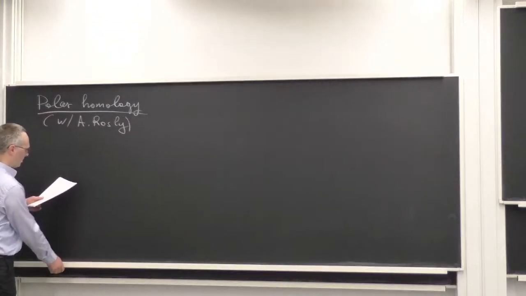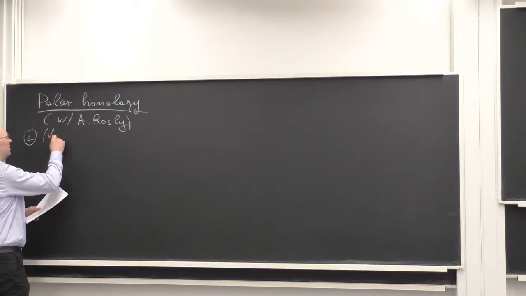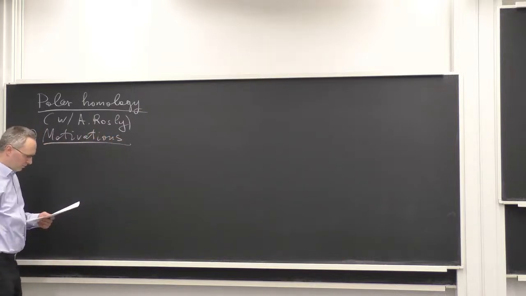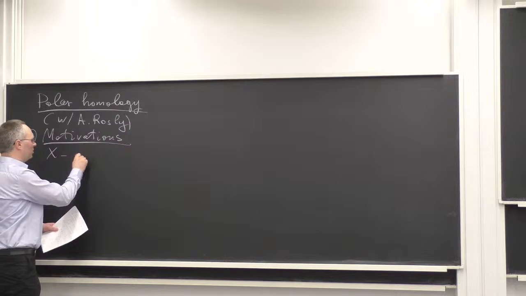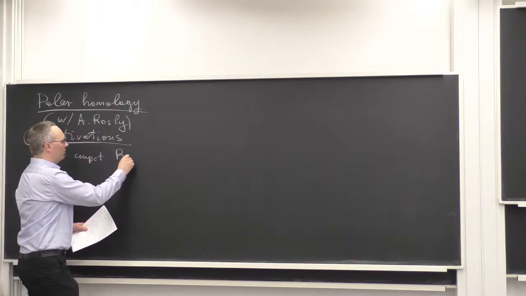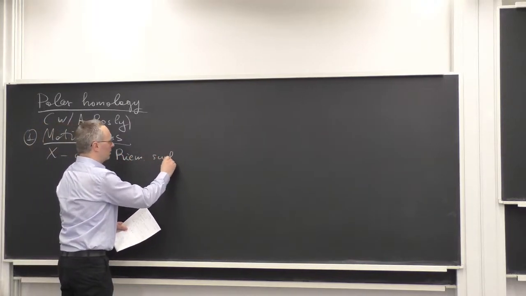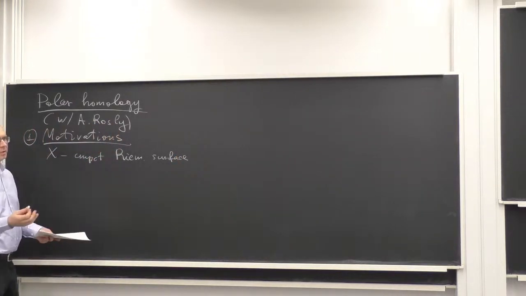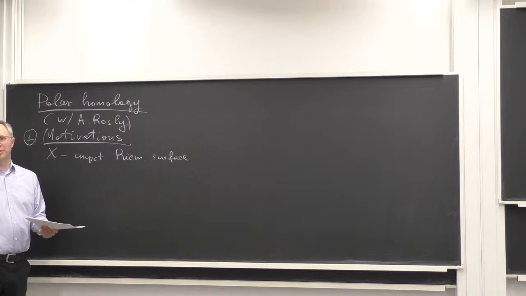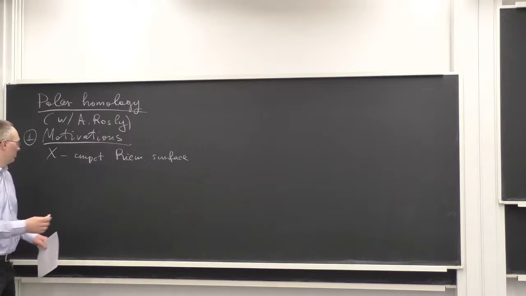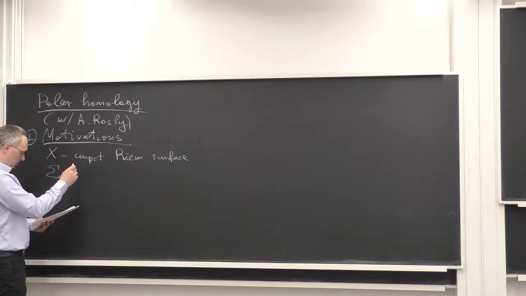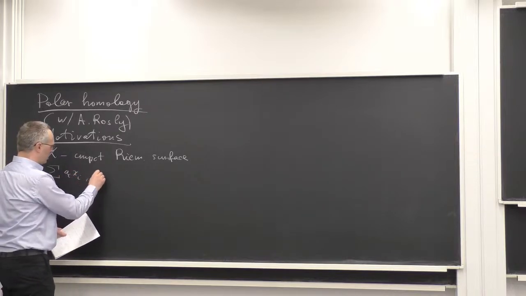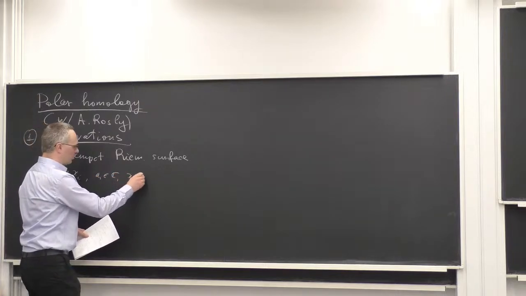Okay, so let me start with some motivations. First motivation comes from very classical mathematics. So let X be a compact Riemann surface. And suppose we are given a collection of complex numbers associated to each point, such that almost all of them vanish, which means that we are given a divisor. A divisor, so this is a finite sum, where a_i are complex numbers and x_i are points on X.